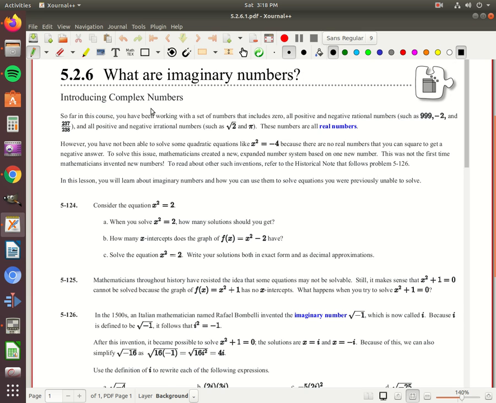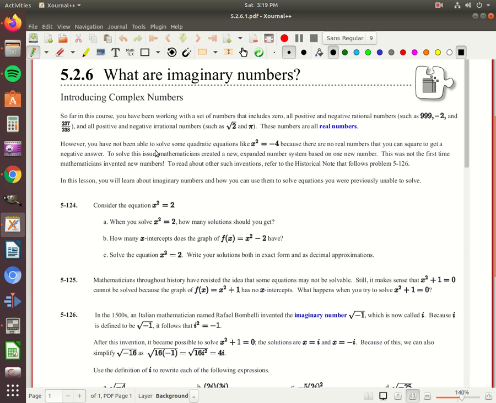The concept of what we're going to do is a little bit confusing, but the actual math is, I think, very easy. So it says, so far in this course, you've been working with a set of numbers that includes 0, all positive and negative rational numbers, such as 999, -2, 237, 238, all positive and negative irrational numbers. Remember, numbers that you can't make an easy ratio. They go on forever without repeating or terminating. So square root of 2 and pi.